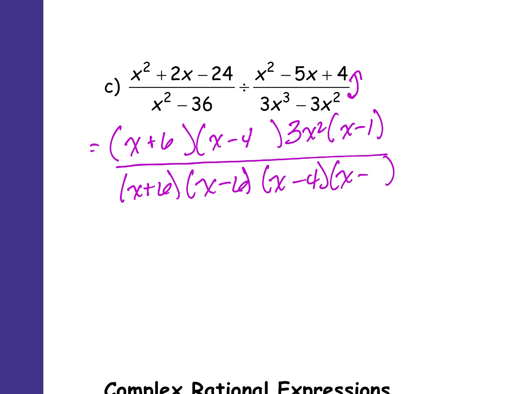Minus 4 and minus 1. X minus 4 and x minus 1. So x plus 6 and x plus 6. I want to make sure I cross off the right ones today. X minus 4 and x minus 4. X minus 1 and x minus 1. So I'm going to get left with 3x squared over x minus 6. Okay, questions so far? We're doing okay?